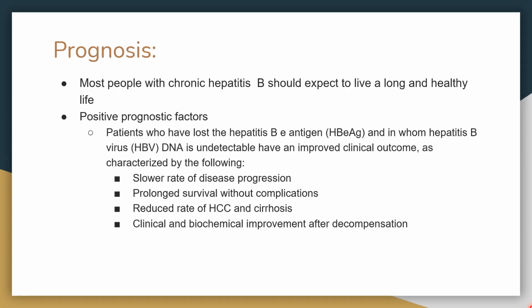So for prognosis, most people with chronic hepatitis B should expect to live a long and healthy life. Positive prognostic factors: patients who have lost the hepatitis B e antigen and in whom hepatitis B virus DNA is undetectable have an improved clinical outcome, as characterized by the following. First is your slower rate of disease progression, prolonged survival without complications, reduced rate of HCC and cirrhosis, and clinical and biochemical improvement after decompensation.